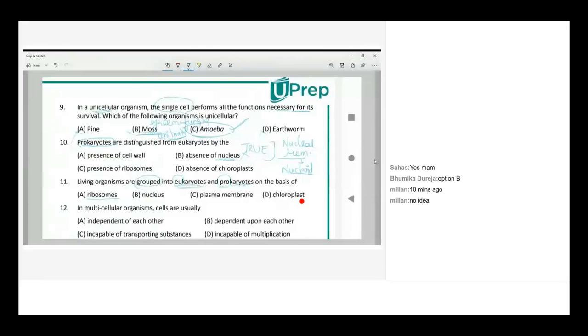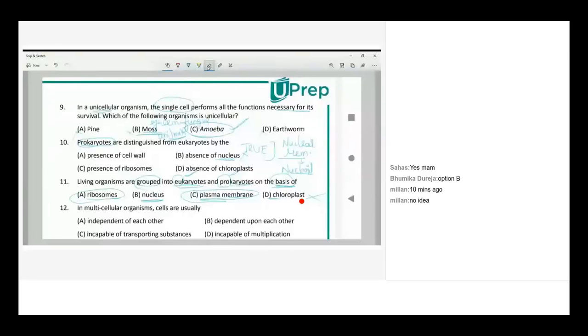Living organisms are grouped into eukaryotes and prokaryotes on the basis of, they're asking the basic difference between eukaryotes and prokaryotes. Now when you take ribosomes, ribosome structure is different in eukaryotes and prokaryotes. It's not the same. Even the nucleus is different. You won't find a nucleus in prokaryotes. It's actually a kind of nucleoid. Even the plasma membrane structure is different in eukaryotes and prokaryotes. And coming to chloroplast, chloroplast is used to differentiate between plant and animal cells, basically. So exclude this option.